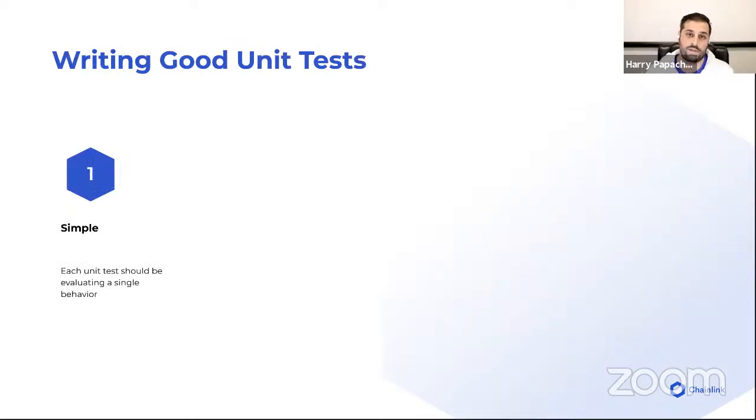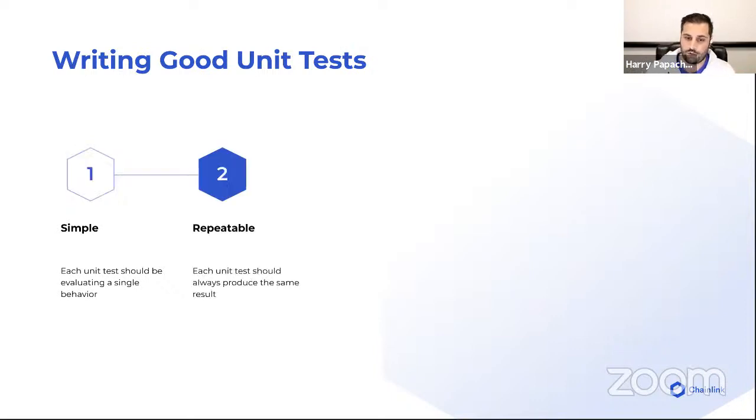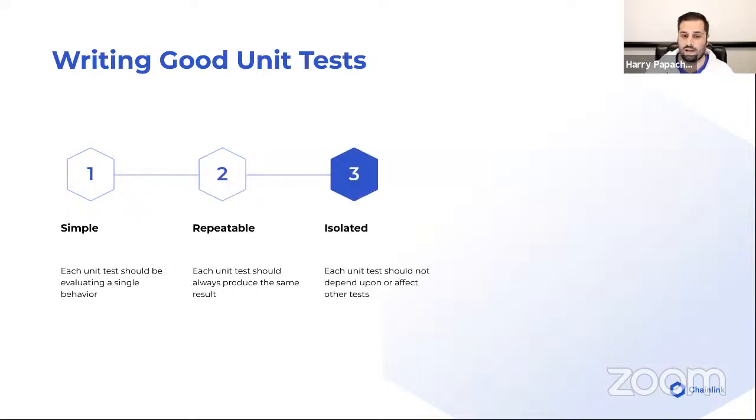A good unit test should be simple. Each test should be evaluating just a single behavior, and when it fails, you should know exactly why it failed, because it's just focusing on this one specific thing. It should be repeatable. You should be able to run the unit tests multiple times and always get the same result, as long as the code being tested has not changed. It should be isolated. Tests should not depend upon other tests, and you should be able to run the tests in any order, together or independently, and you should always get the same outcome.